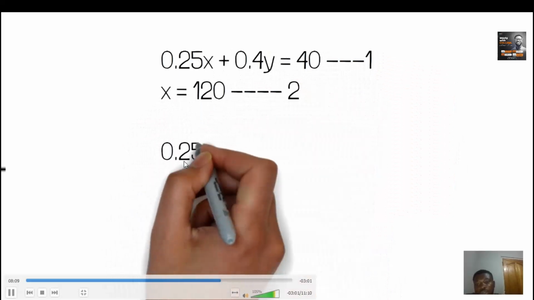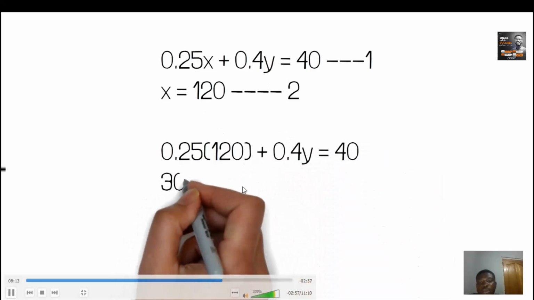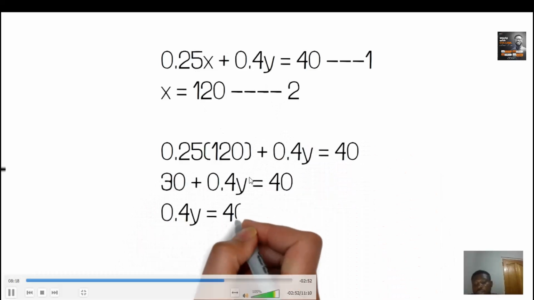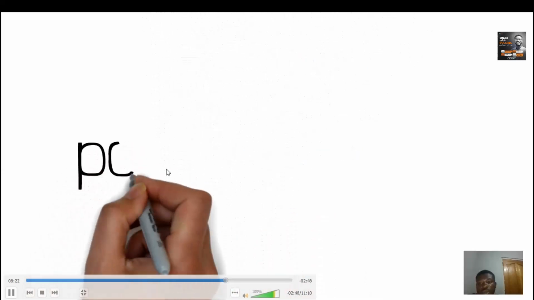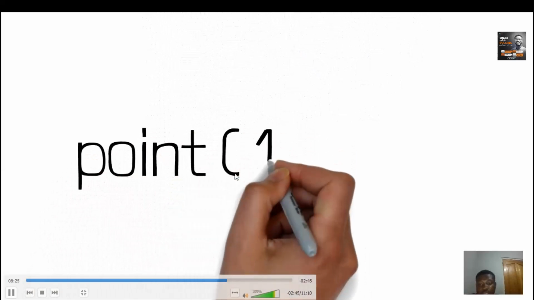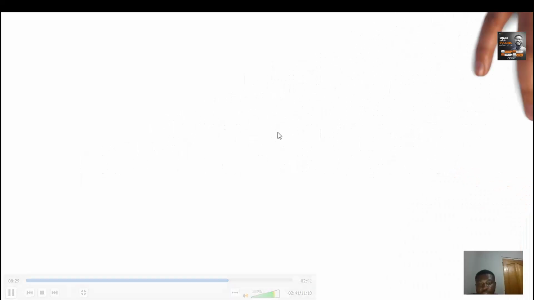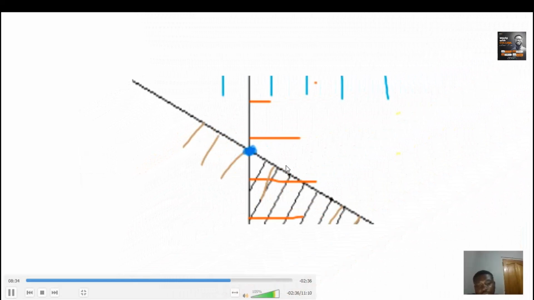solve them simultaneously using the fifth equation, and x is equal to 120. So already we know that x is equal to 120, so we can insert 120 into equation 1. Then we will be able to know the y value, and we will end up getting 25. Yes, so now our point becomes 120 and 25. So we have 3 points now. Now let's focus on the fourth point too.